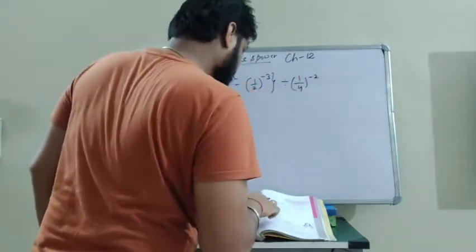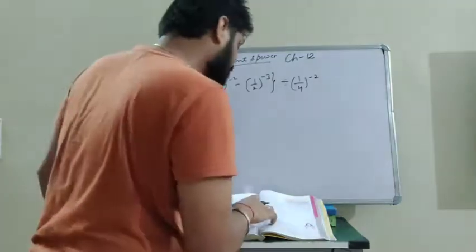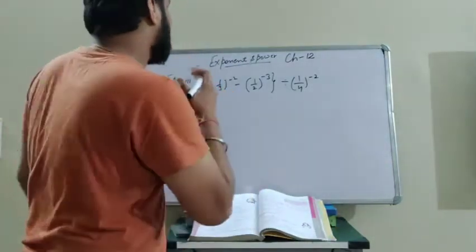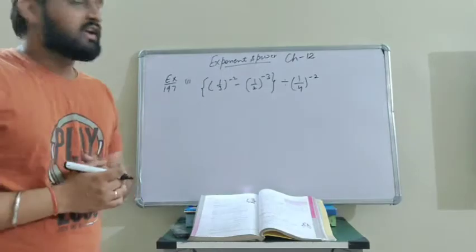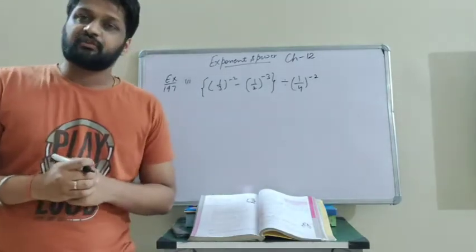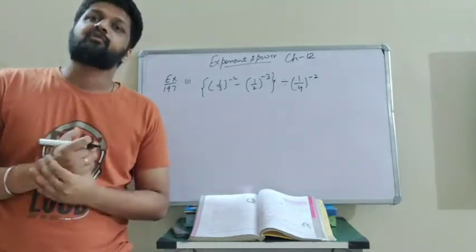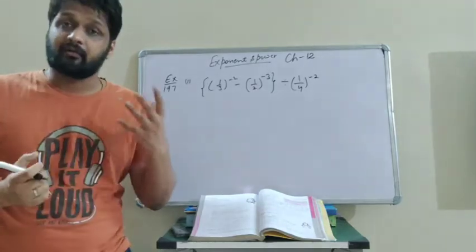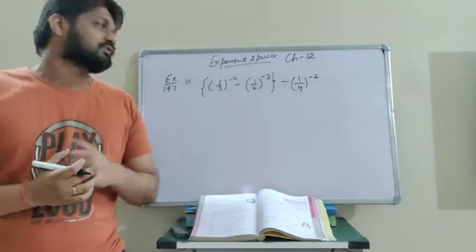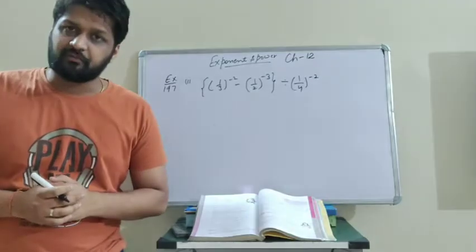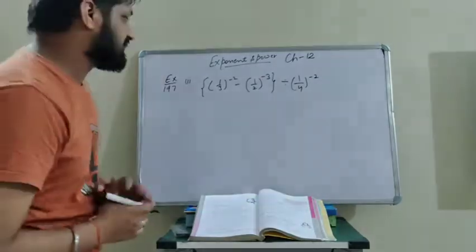See again the question: (1/3)^(-2) minus (1/2)^(-3), divided by (1/4)^(-2). We have to simplify this question. Very important question. A good concept is there in this question, and we have to simplify it by remembering all the laws of exponents. So we will use the laws of exponents one by one. Let's see how we will start this question.